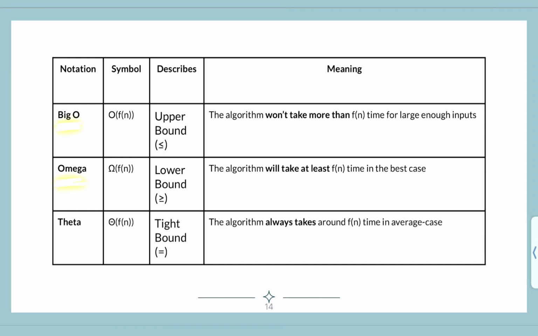Omega is the best case performance of that same algorithm, right? It is the lower bound. That is, this is the least amount of time an algorithm would take given the best case of inputs, right? That's what omega means. And theta is an average between the two. The algorithm always takes around f of n time in an average case. That's what this means. These are the representations. Big O is represented with a big O naturally. This is how we represent omega, and this is how we represent theta, right?